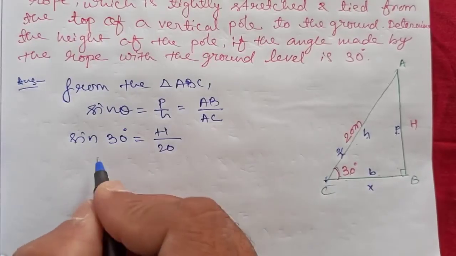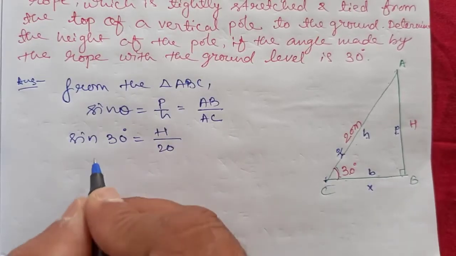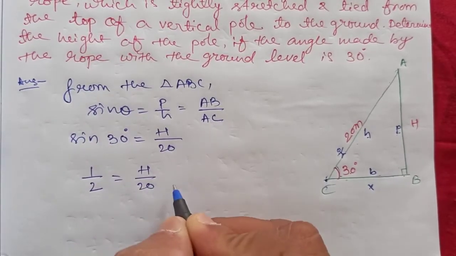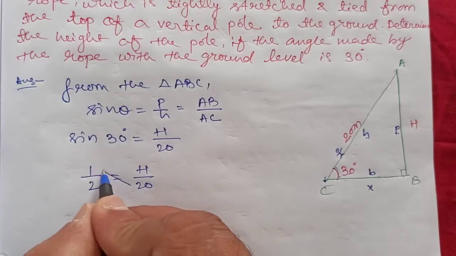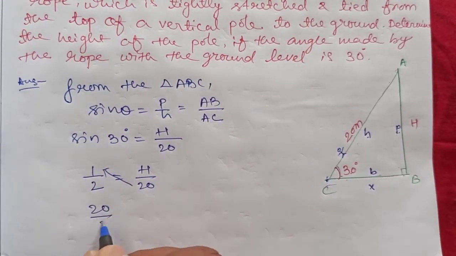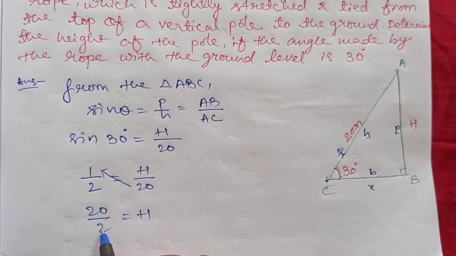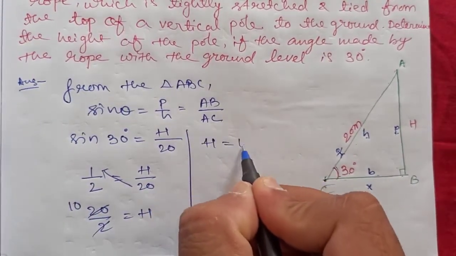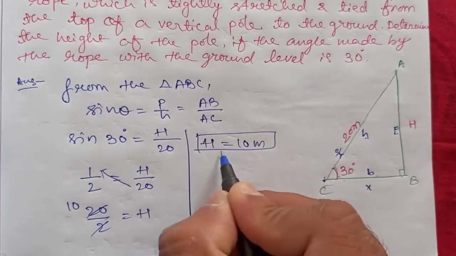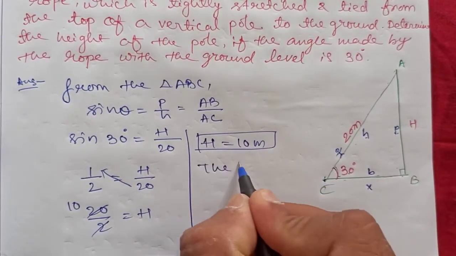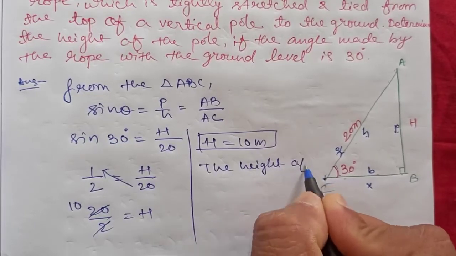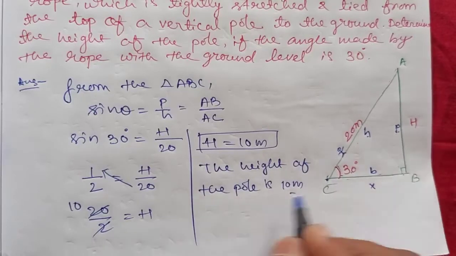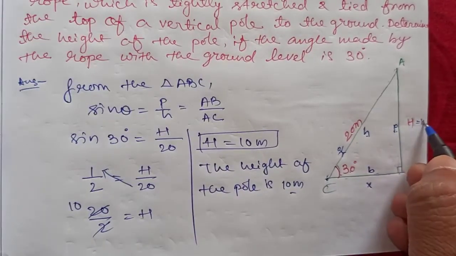Now sin 30 is how much? From the trigonometric table we get sin 30 as 1 by 2, equals H by 20. Multiply by 20 here. You will get 20 by 2 equals H. Now cancel: 2 tens are 20. So H equals 10 meters. That means the height of the pole is 10 meters. Understood?